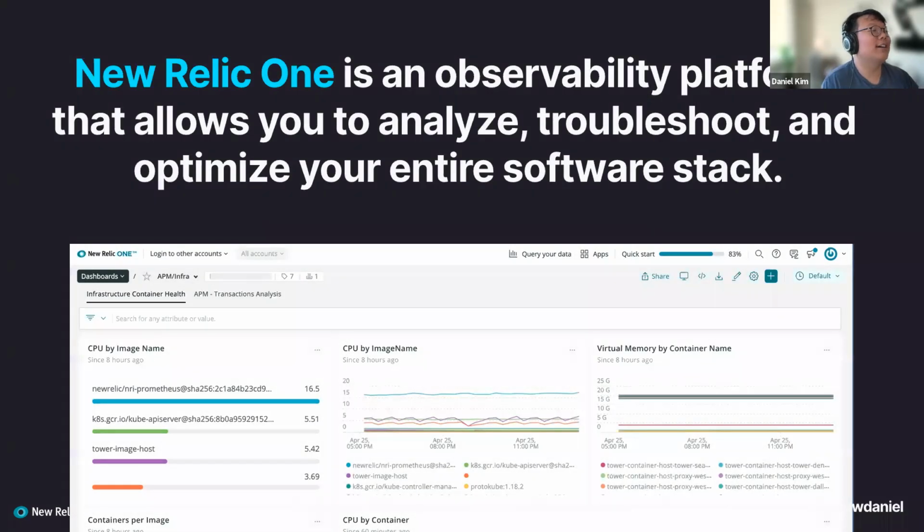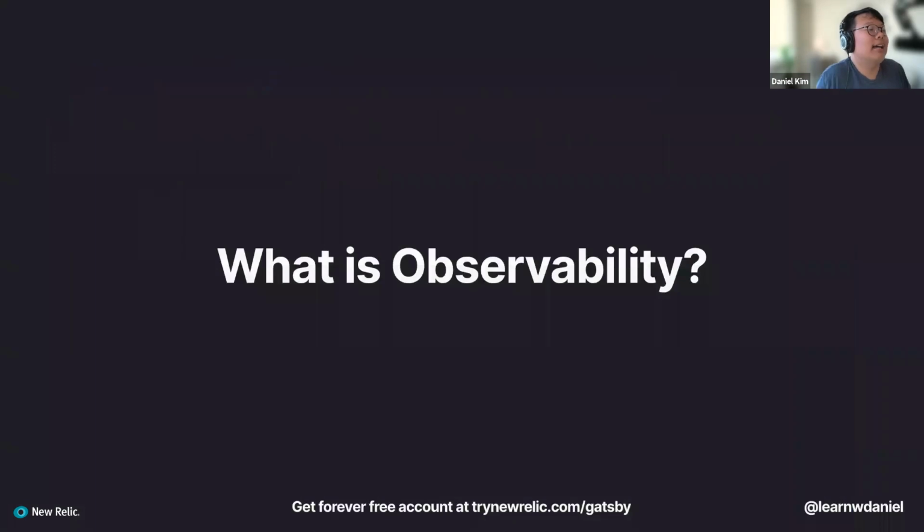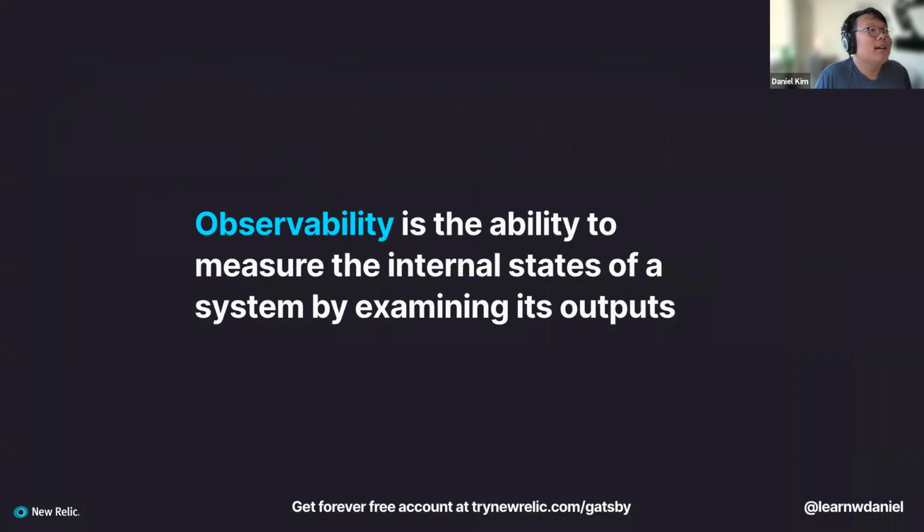It just turns out that we work at a company that specializes in software that allows you to analyze, troubleshoot, and optimize your entire software stack. New Relic is a product that focuses on observability. So you might be wondering, what is observability? Observability, simply put, is the ability to measure the internal states of a system by examining its outputs.